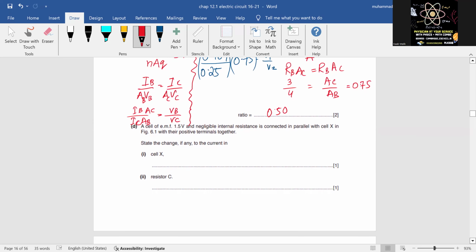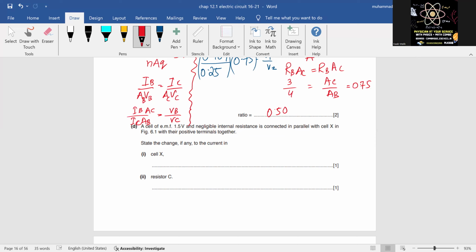Gulmin, move ahead please. A cell of EMF 1.5 volts and negligible internal resistance is connected in parallel with cell X in figure 6.1 with their positive terminals together. State the change, if any, to the current in cell X.